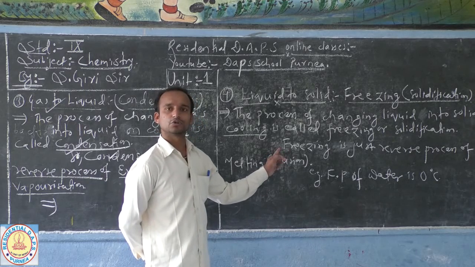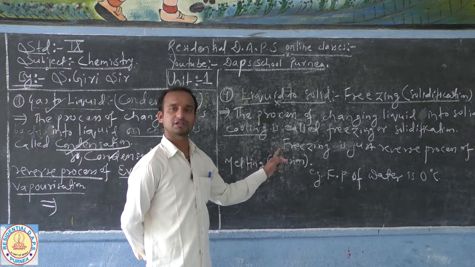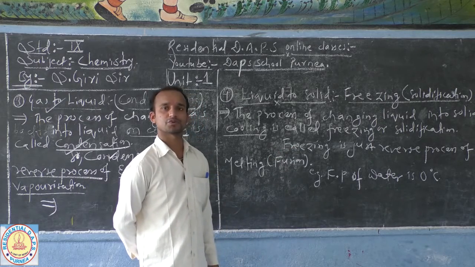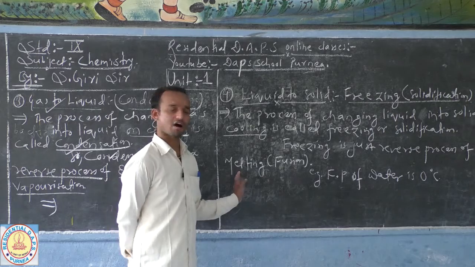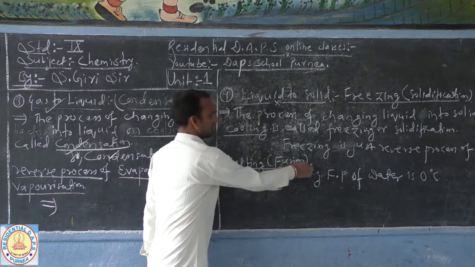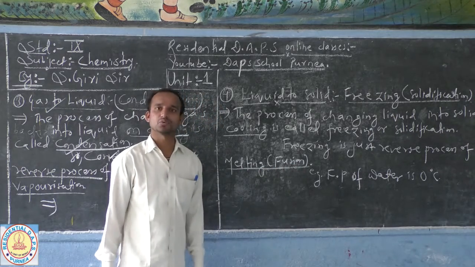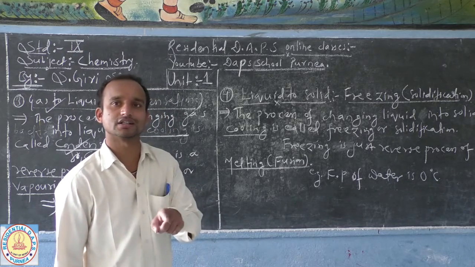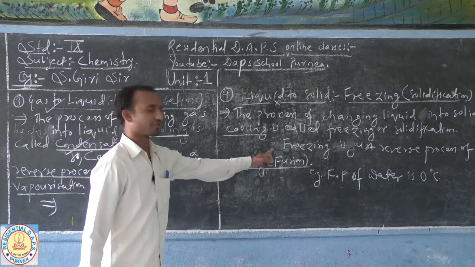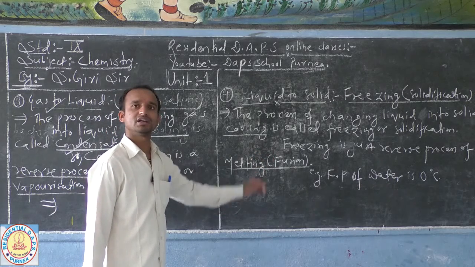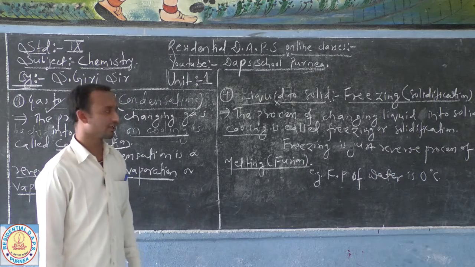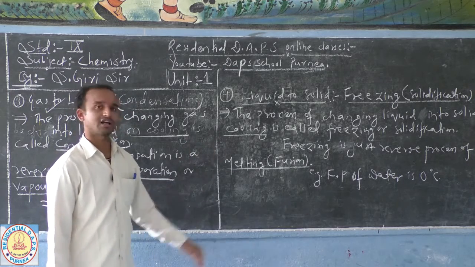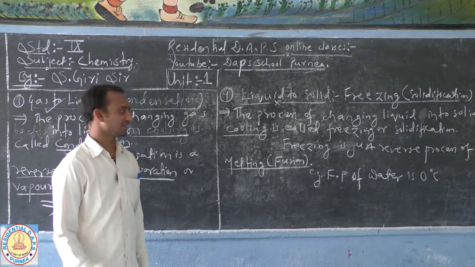So you can conclude that freezing or solidification is just the reverse process of melting or fusion. Got the point? Because in melting or fusion we studied the conversion of solid into liquid on heating, right? So in freezing or solidification we are studying the conversion of liquid back into solid on cooling. So these two processes are opposite or reverse processes of each other.